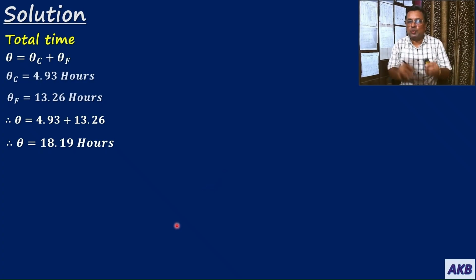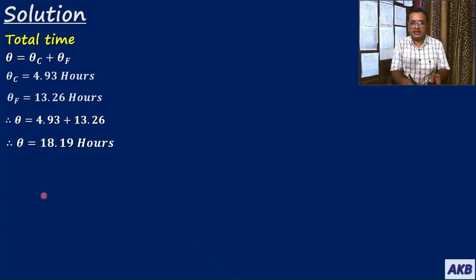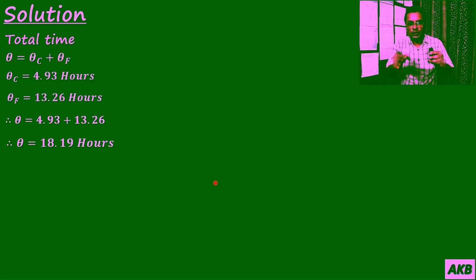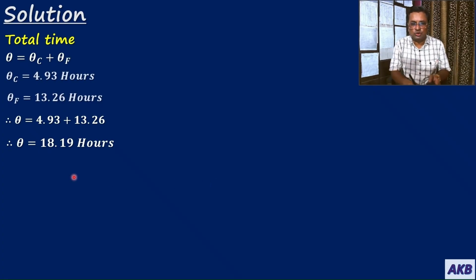So therefore, when the falling rate period is assumed to be linear, then we get this time that will be required for reducing the moisture content from 25% to 6% on weight basis. So with this, we get the final answer. We were supposed to report this time and now we are reporting this time. So with this, I will end my discussion for this numerical example.